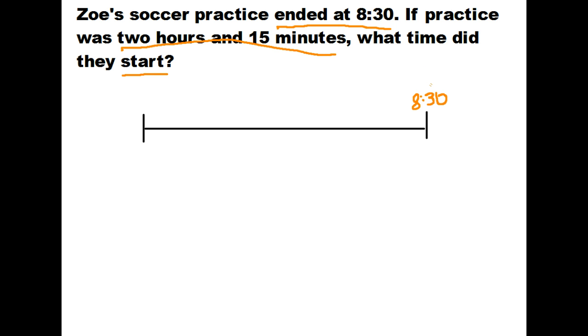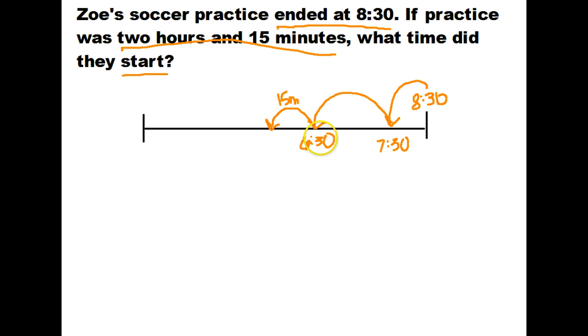It was 2 hours, so we're going to hop back 2 hours. Here we go. 1 hour takes us to 7:30. Let's hop back 1 more hour to make a total of 2 hours. And that'll take us to 6:30. There we go. So we've taken care of our 2 hours. Now we just have to handle our 15 minutes. Little hop. This one's only 15 minutes.